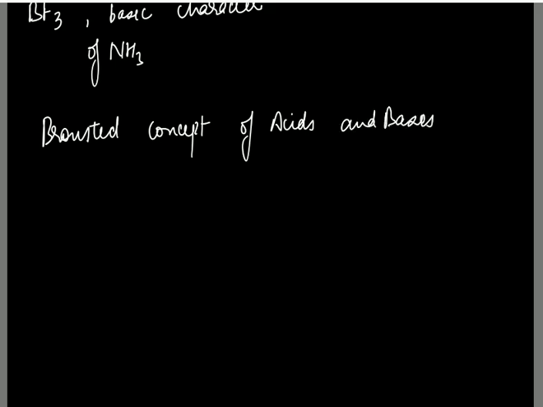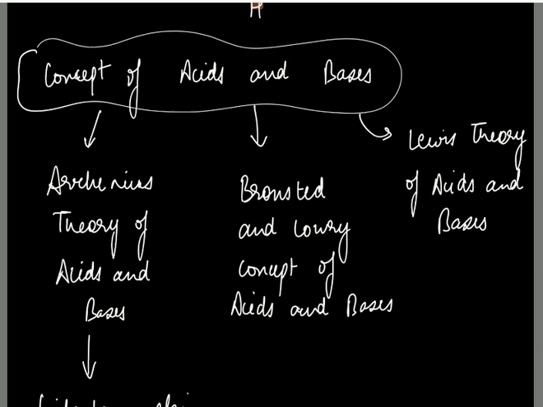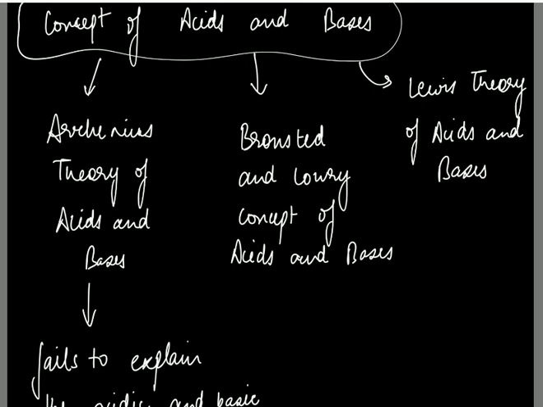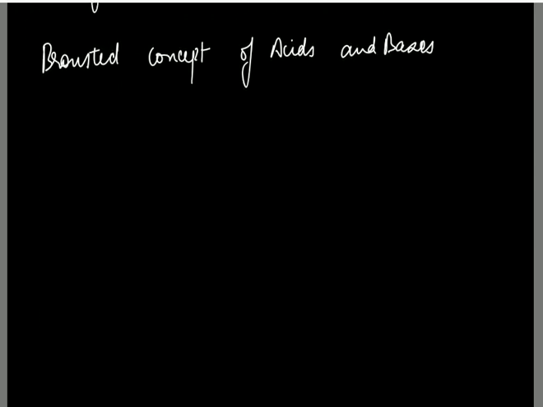Now, I just want to change one thing. Let's not call it theories, let's call it concept. Right? So I'm just going to change that. It doesn't fit, because if I'm talking about theory, then these are experimentally proven. So I'm just going to change it to concept. Okay. So now, Bronsted concept of acids and bases.